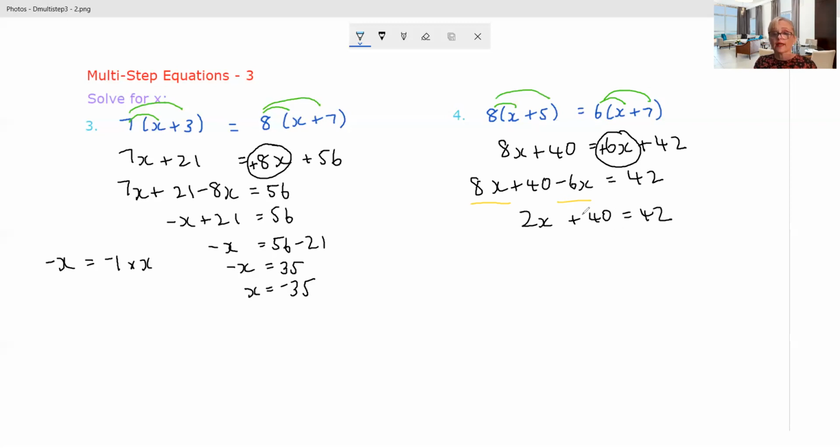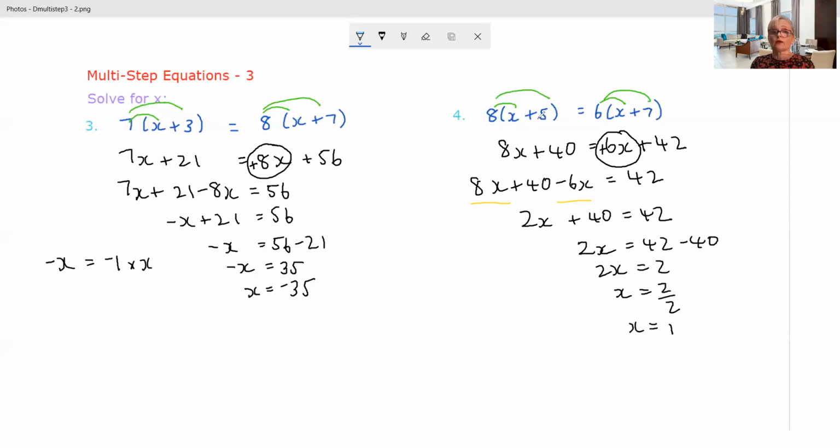We're going to get rid of that plus 40 by subtracting 40 from both sides. And then the final step is to undo the multiplication of 2 by dividing by 2. We get a nice simple answer here of 1.